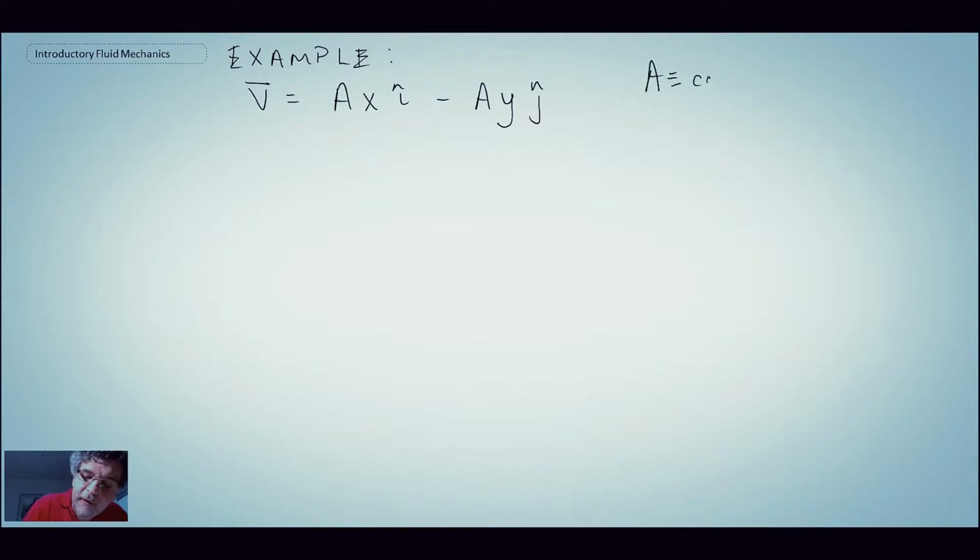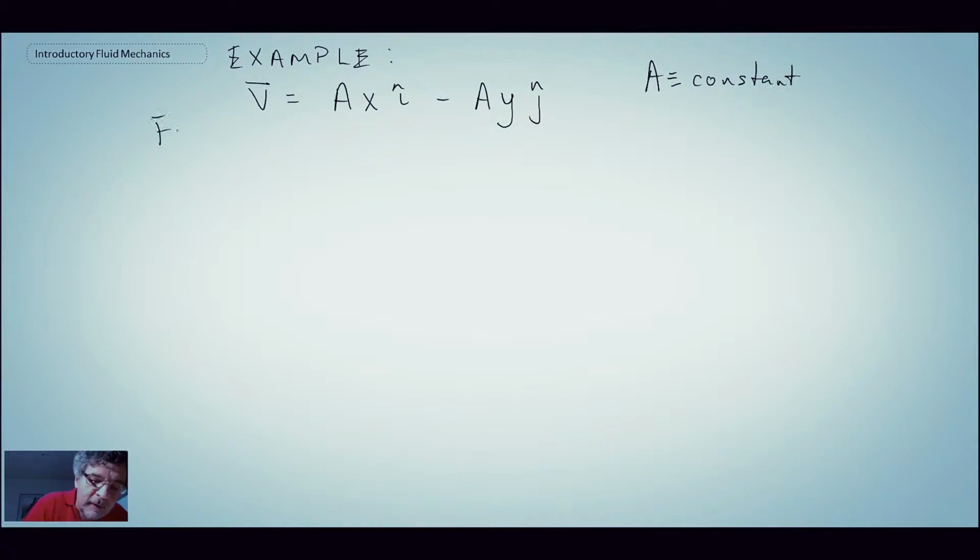So we're now going to take a look at an example problem involving the potential function. And what we're going to do is solve for the potential function for the same velocity field that we looked at when we looked at the stream function. And that was one where we had this constant a. And so this is the vector field that we have for velocity, and a equals a constant.